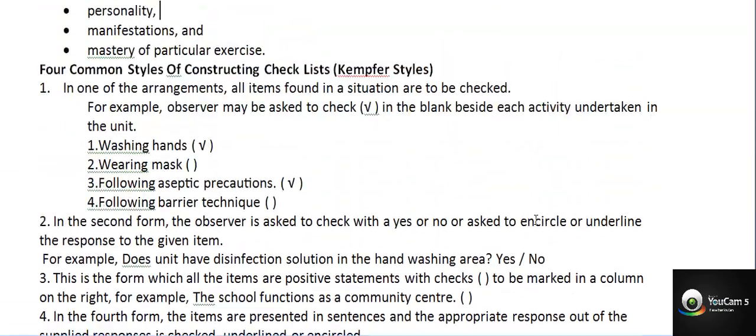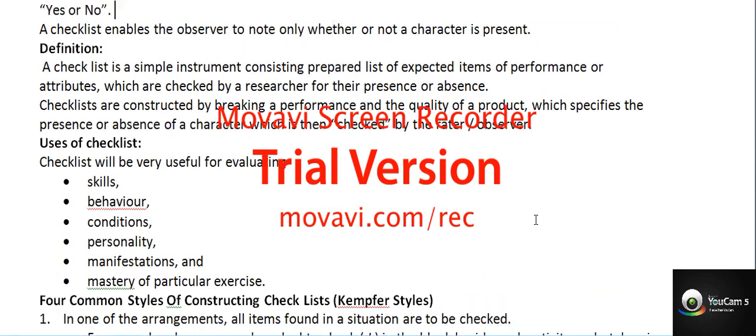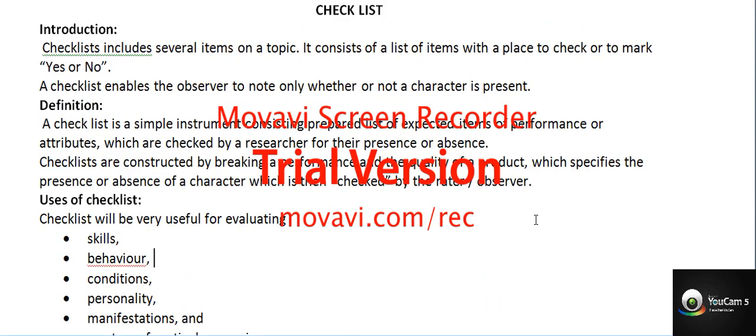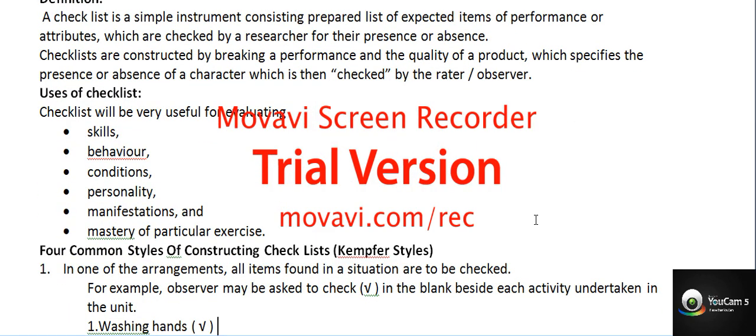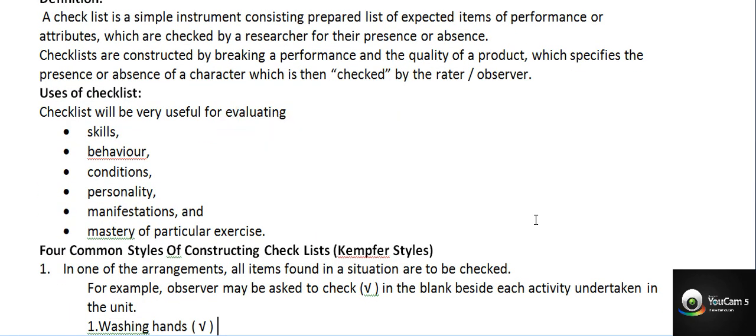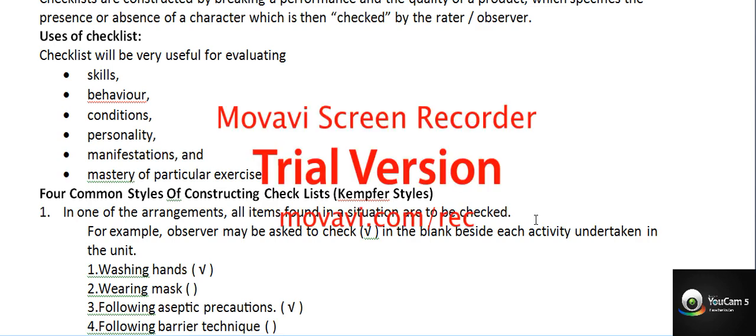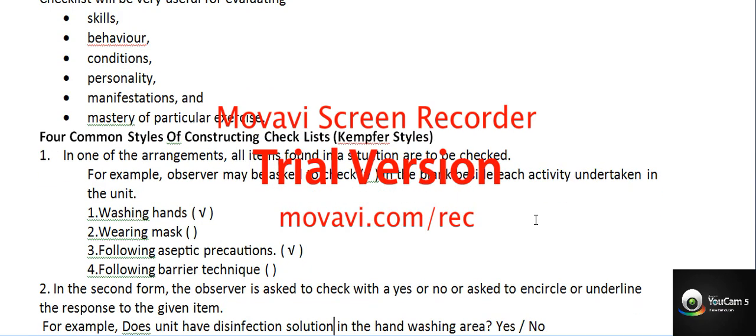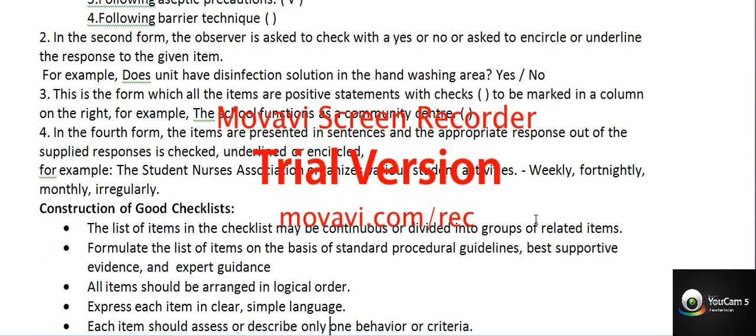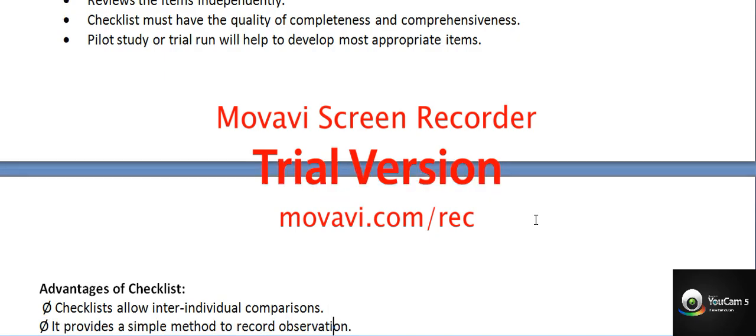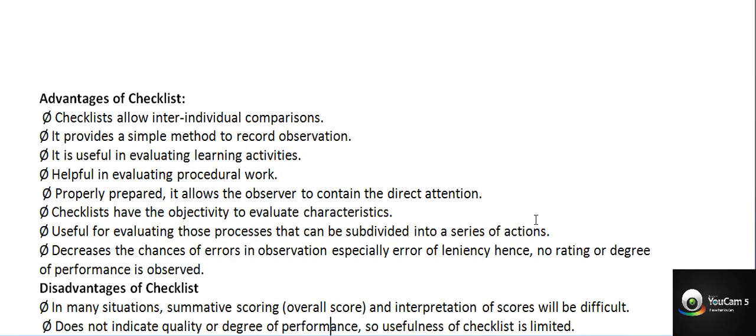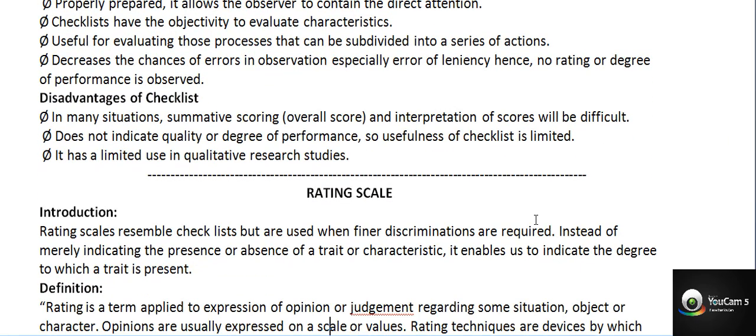So this is regarding the checklist. Checklists are nothing but the items which are listed, and there will be a place to put a tick mark or a check mark. It is used to observe skill, behavior, conditions, personality, manifestations, that is signs, and mastery, that is the procedural skills. There are 4 common styles which we have discussed already, and how to construct a good checklist, advantages and disadvantages of checklist. Next we will move on to rating scale.